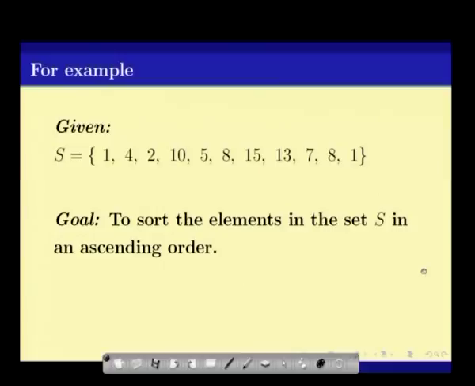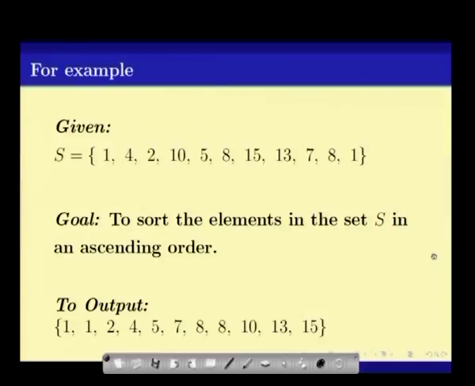For example, if S is this set 1, 4, 2, 10, 5, 8, 15, 13, 7, 8 and 1, and we want to sort the elements in this set S in ascending order. Thus, we want an output something like this, which is 1, 1, 2, 4, 5, 7, 8, 8, 10, 13 and 15.